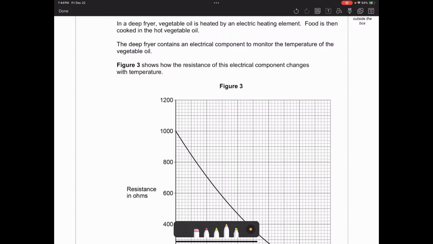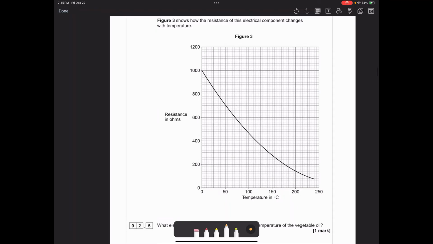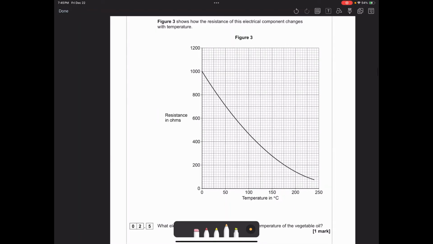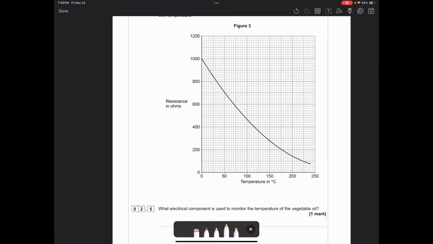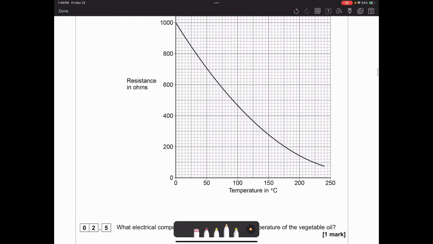In a deep fryer, vegetable oil is heated by an electric heating element. Food is then cooked in the hot vegetable oil. The deep fryer contains an electrical component to monitor the temperature of the vegetable oil. Figure 3 shows the resistance of this electrical component and how it changes. So you've got increasing temperature and decreasing resistance in ohms. What is the electrical component used to monitor the temperature of a vegetable oil?